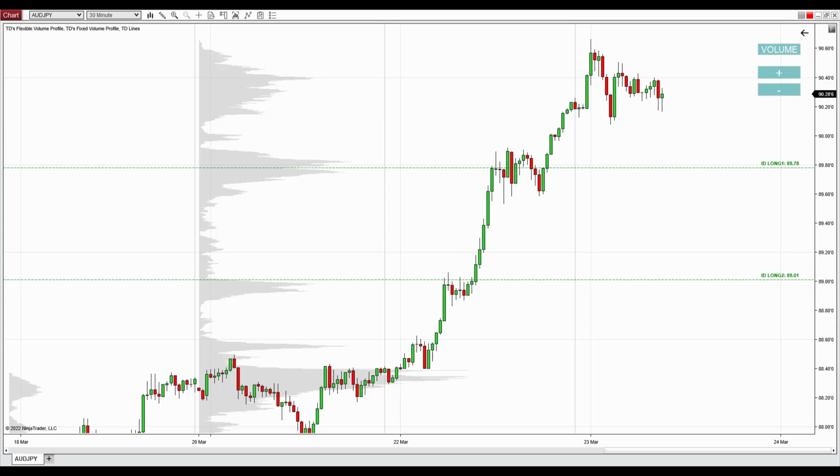Yesterday I was talking about the Australian dollar Japanese yen as well, but currently there's been a very strong uptrend and I have new supports in that newly formed uptrend. So let me show you. There are two new supports. The first one is in here at 89.78 and the second one is in here at 89.01. Both those supports are based on the strong uptrend that formed yesterday.